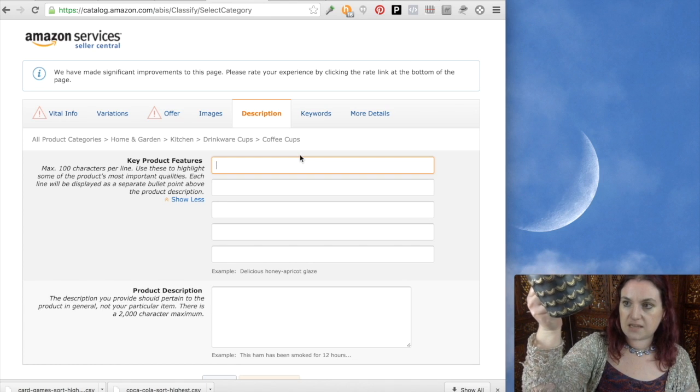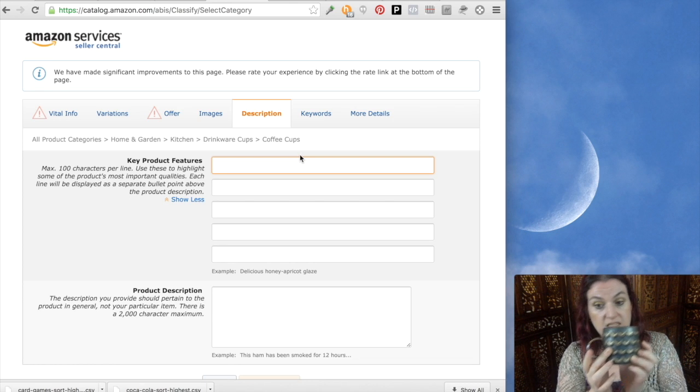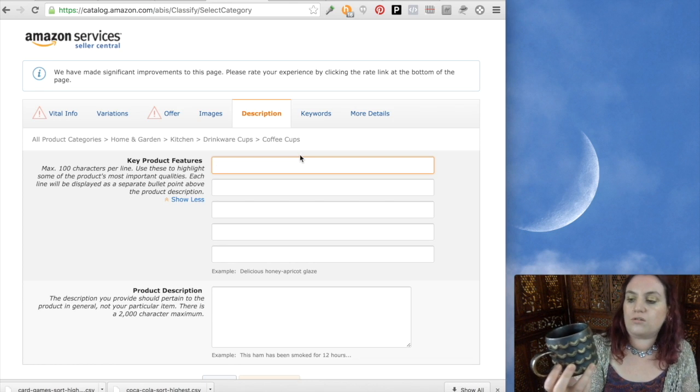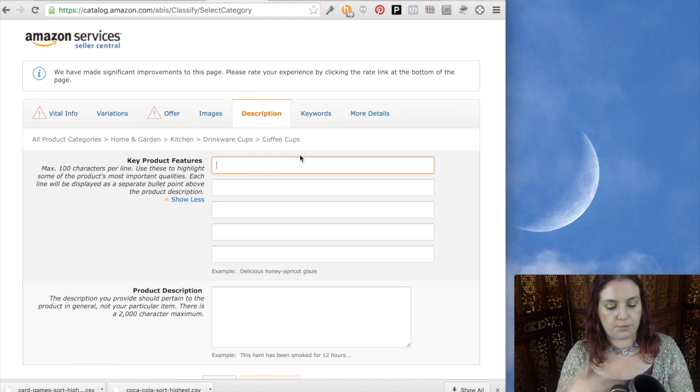So again, I would say this is a 10-ounce cup. I would put that in. I would address the design of it and say it has a gold color foil design, or it's textured. I would look at what it's made of. It's a ceramic cup.